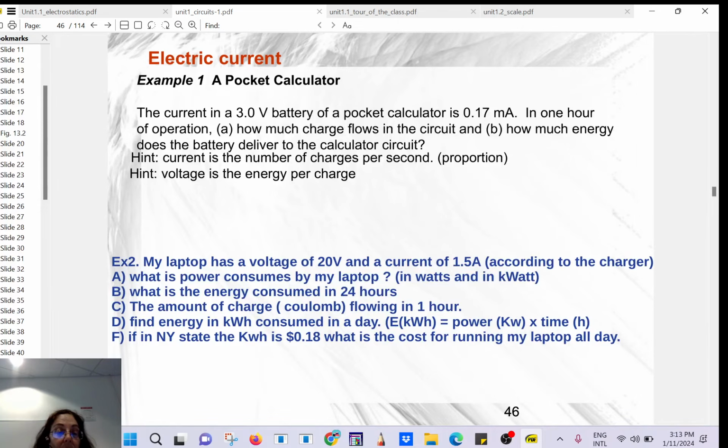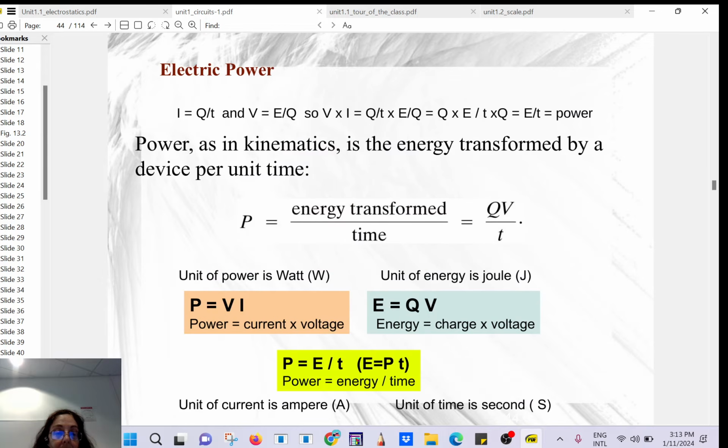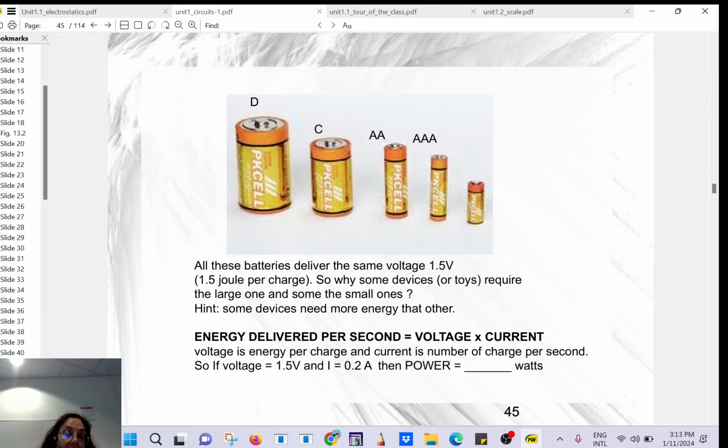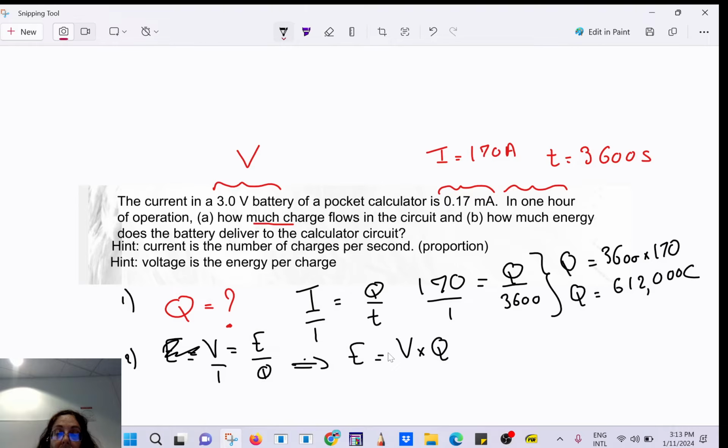We can go back to here. Okay, energy is voltage times Q. Or we can say also that energy is power times the time. So energy will be, voltage is what? 3 times 6, 12,000 joule. Okay, so that's going to be the energy in joule, because joule is a very small unit of energy.